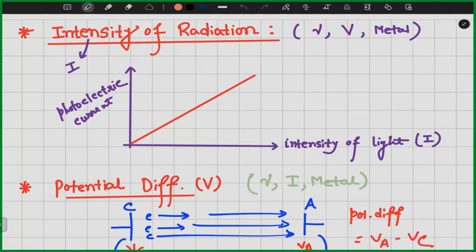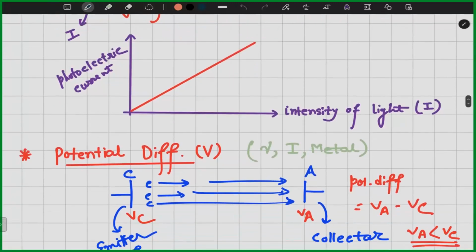That means the frequency irradiated on the metal plate is greater than the threshold frequency of the particular metal. In that condition, if we increase the intensity of the radiation, we obtain that the photoelectric current also increases linearly. There is a proportional relation between the photoelectric current and the intensity of the radiation. This was our first observation.